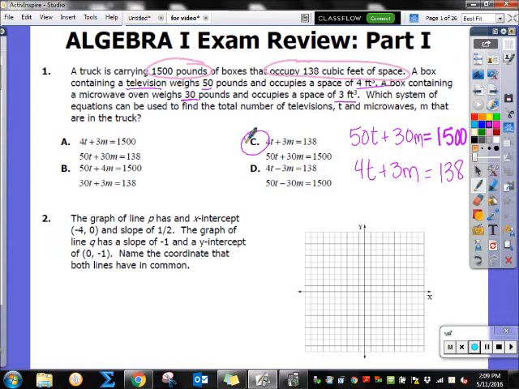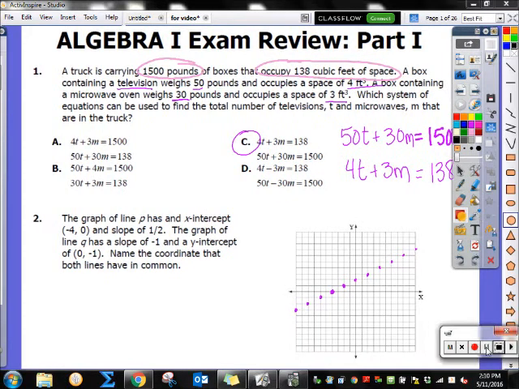Number 2, it gives us 2 lines that we have to graph. On line P, it says that P has an x-intercept of -4, 0 and a slope of 1/2. Well, you have to graph a point before you can move with the slope, so let's graph that at -4, 0, and then the slope is 1/2, so we can count up 1, right 2, up 1, right 2, and down 1, left 2. Okay, so that line's drawn.